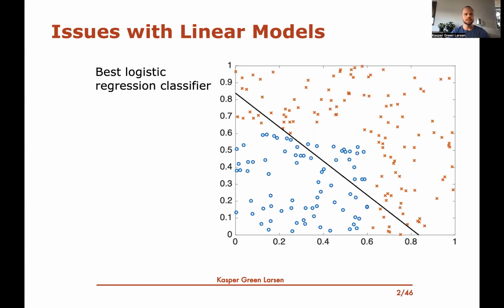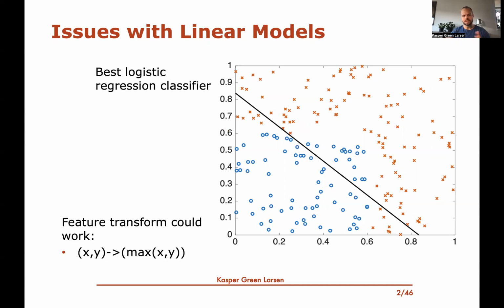We also looked at decision trees, but in particular, there were some issues with linear models, which is that sometimes the data is not really linearly separable or close to linearly separable. So for instance, with this data set that you see here, if you try to run logistic regression, you'll get the line that's plotted here, which is not really doing that great.